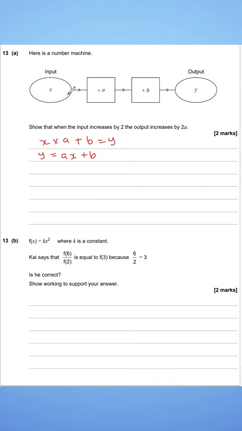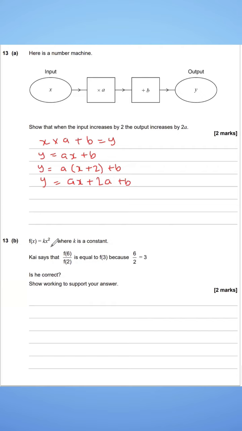Now, it says that show that when the input increases by 2, so that would be x plus 2, the output increases by 2a. So over here, we will change x into x plus 2. So y is equal to a times x plus 2 plus b. Now we just need to simplify this. y is equal to ax plus 2a plus b. So here we have shown that when we increase the input by 2, the output increased by 2a. Because originally it was only ax plus b, but now we have a 2a.